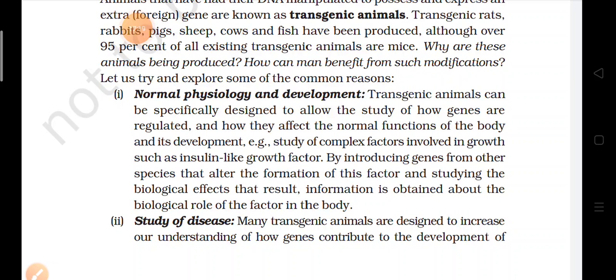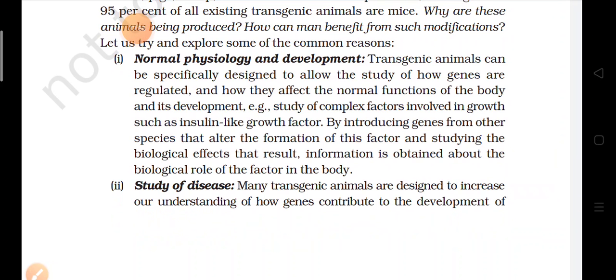First is normal physiology and development. These transgenic animals can be specifically designed. Suppose we want to study how certain genes work and how their functioning affects the body and development. For that we need transgenic animals so that we can study complex factors. For example, when we talk about artificial insulin synthesis, we should have thorough knowledge of how it is naturally produced in the body, and for that these transgenic animals are produced.